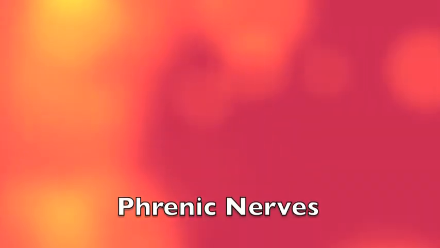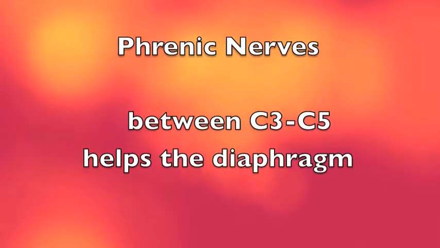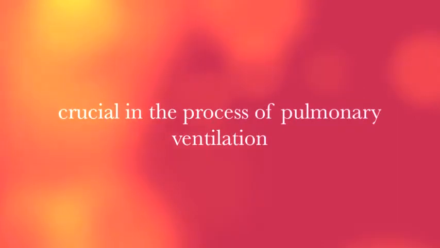Lastly, the left and right phrenic nerves arise in the neck between C3 and C5 and serve as a form of innervation for keeping the diaphragm functioning. Now the phrenic nerves provide sensory and motor information to the diaphragm, which is crucial in the process of pulmonary ventilation.